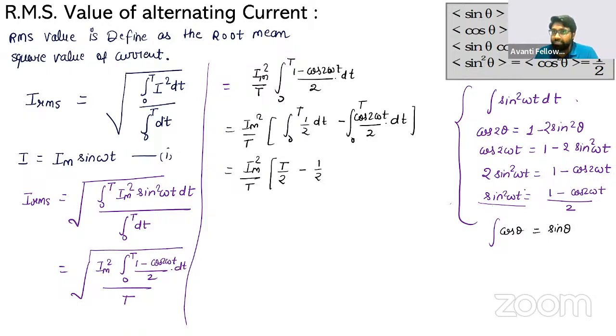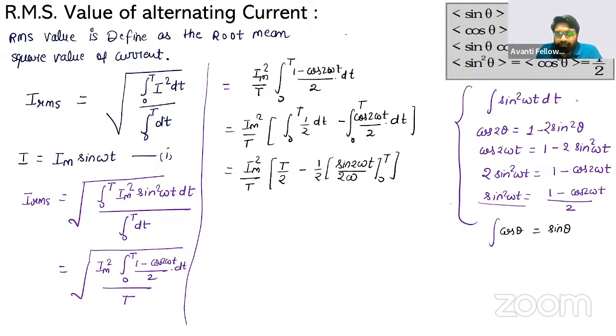But I have told you sin ax ka integration will be minus cos x by a. So here cos 2 omega t ka integration will become sin 2 omega t divided by 2 omega, from 0 to t.